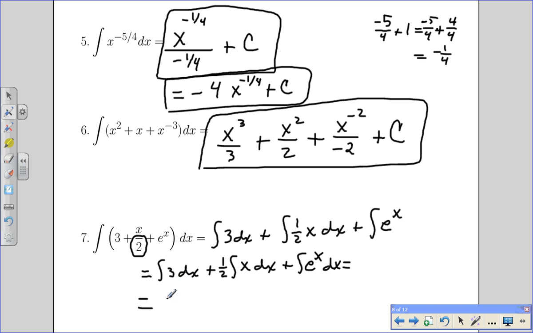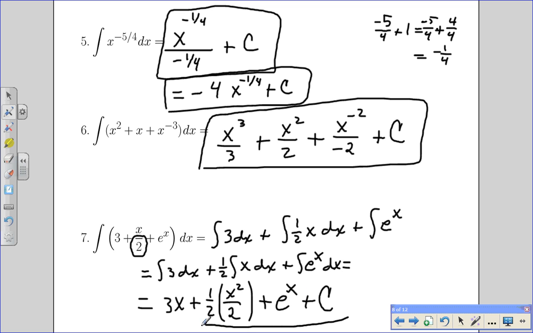So the integral of 3 is 3x. The integral of x is x squared over 2 times that 1/2. And the integral of e to the x is e to the x, and you just stick one single plus c on the end of that.